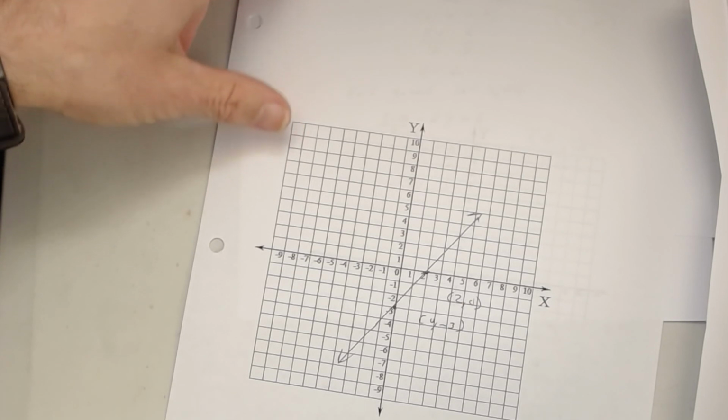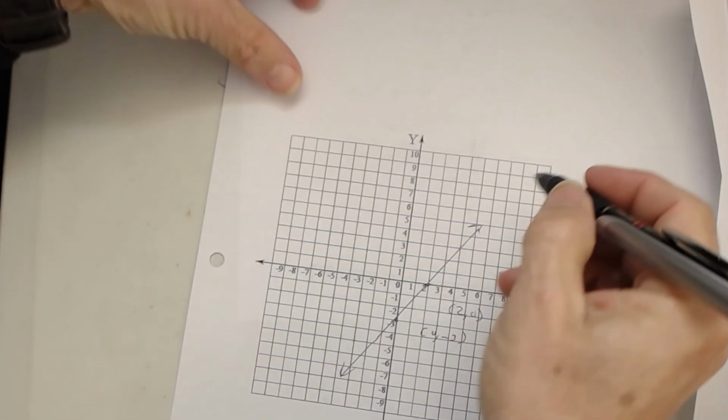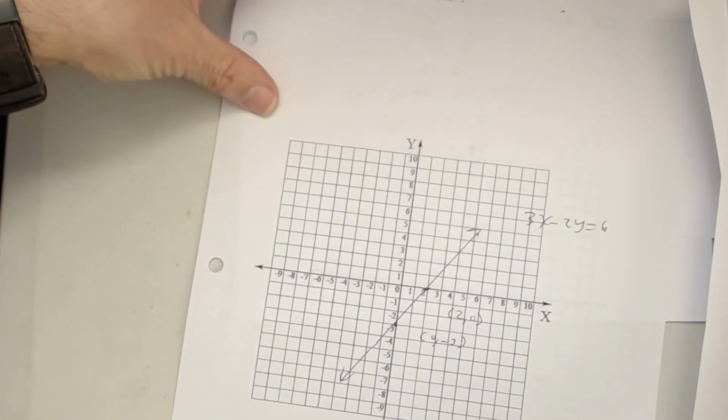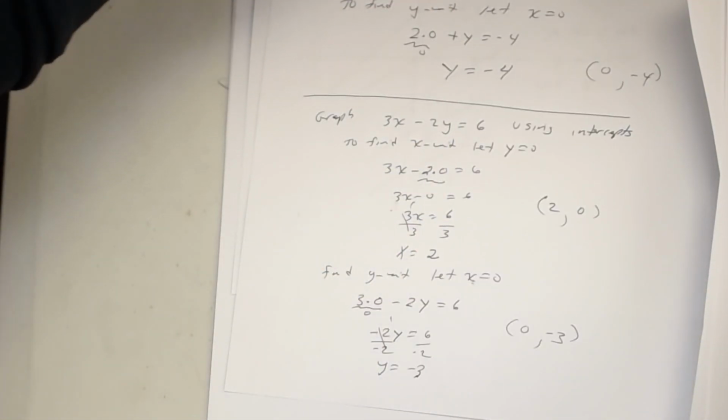All right, now, let's look at this one. So this was 3x minus 2y equals 6. Okay, let's look at this equation. Suppose you had this. Now on MyMathLab, this is the way it's going to look. You've got to be careful with what I'm about to tell you.